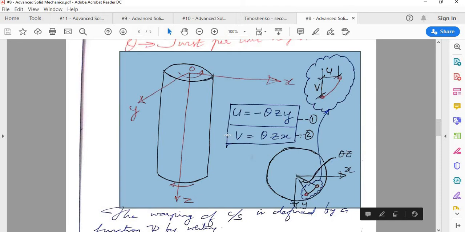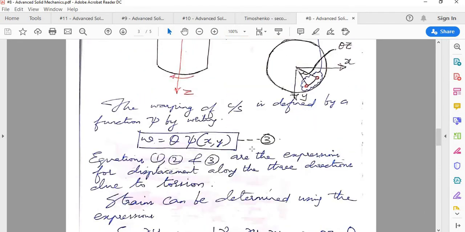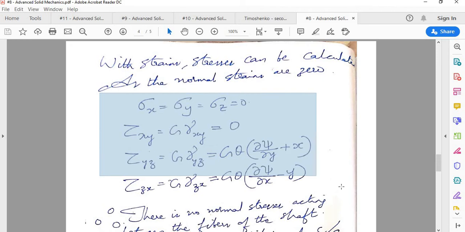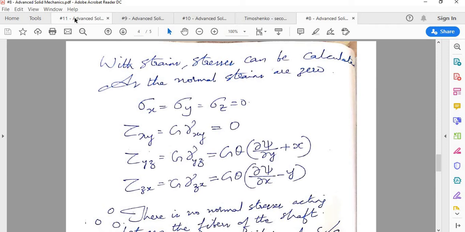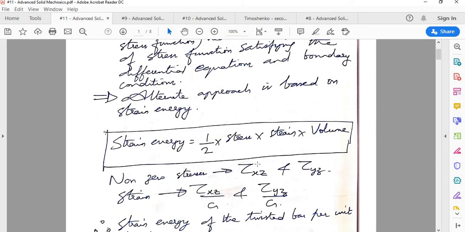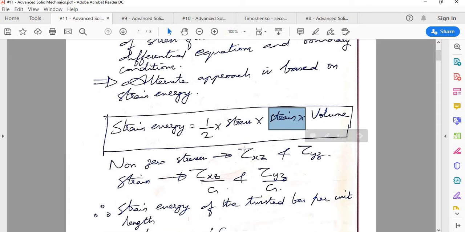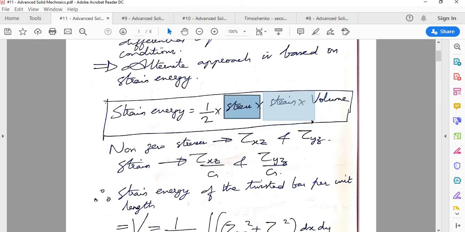This is the problem that we are trying to solve, right? You have a twist at the end. We had already seen that the only non-zero stresses are tau yz and tau zx. So when you write the expression for strain energy, only those two stresses will be there, tau xz and tau yz. Remember these are shear stresses. So the corresponding strain, if you know the modulus of rigidity, you can write as tau xz by G, tau yz by G. So you know the stress, you know the strain.